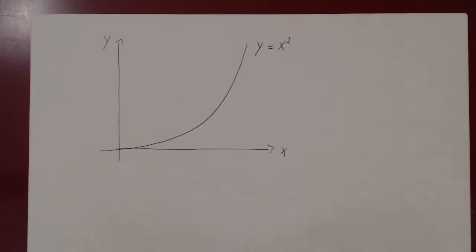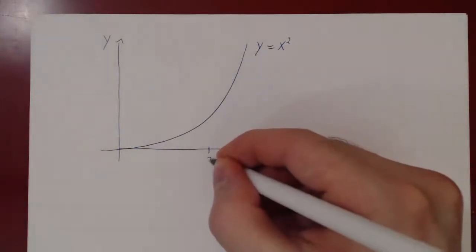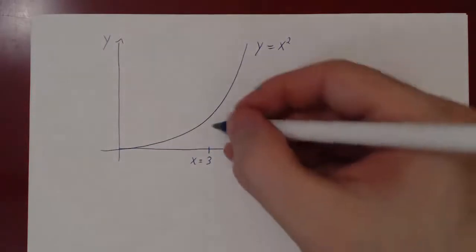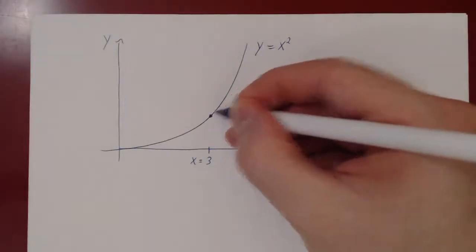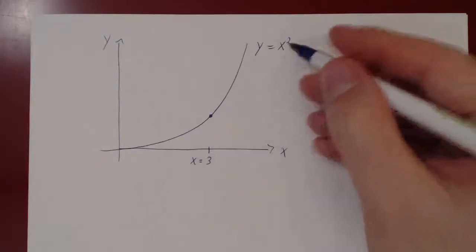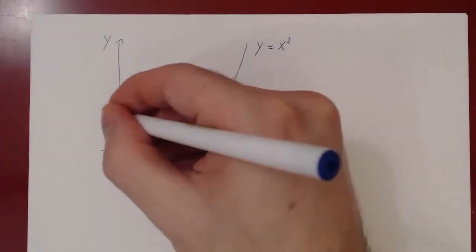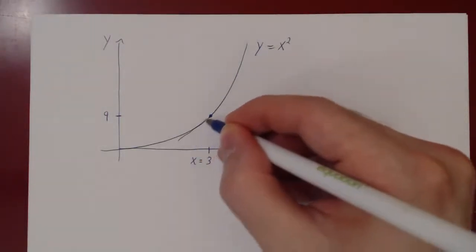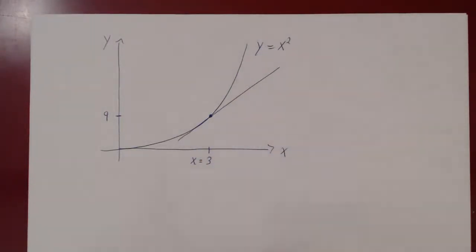And let's find the equation of the tangent line when x equals 3. So find the corresponding point on the curve. y is x squared, so if x is 3, 3 squared is 9. The corresponding y value is 9. Draw the tangent line, and we want the equation of this line, right?